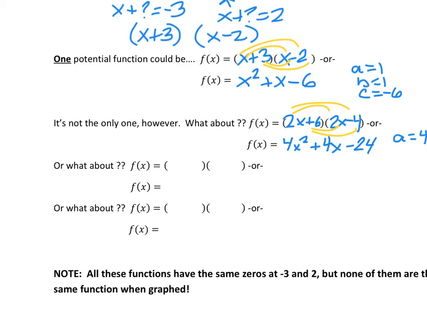Let's try 3. I'll just do the first one by 3. So I'll end up with 3x plus 9. I'll keep the second factor, x minus 2, what I had in my original. And if I multiply that through, I end up with 3x times x is 3x squared. 9x minus 6x is +3x. And 9 times a -2 is -18.